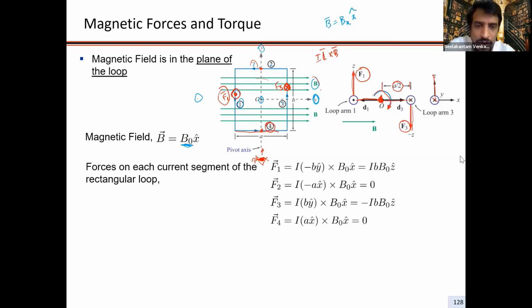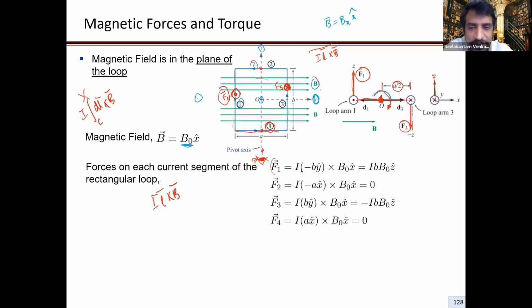So how do I go about doing it? Now I want to find this IL cross B. You don't have to do the integral of I dL cross B. Technically that is what you are doing, but all these line segments are going to be individual lines, like this: 1, 2, 3, 4.